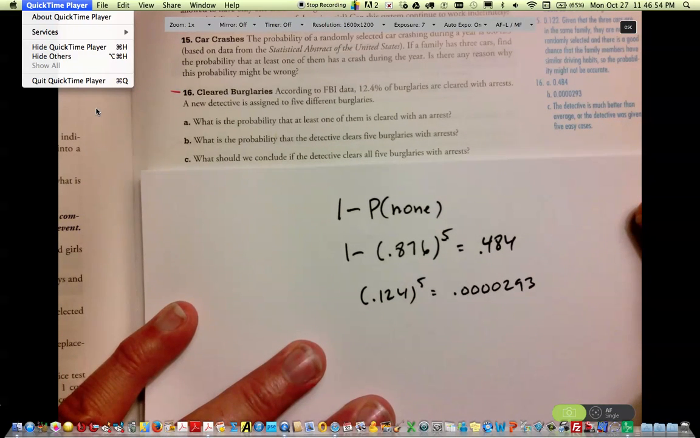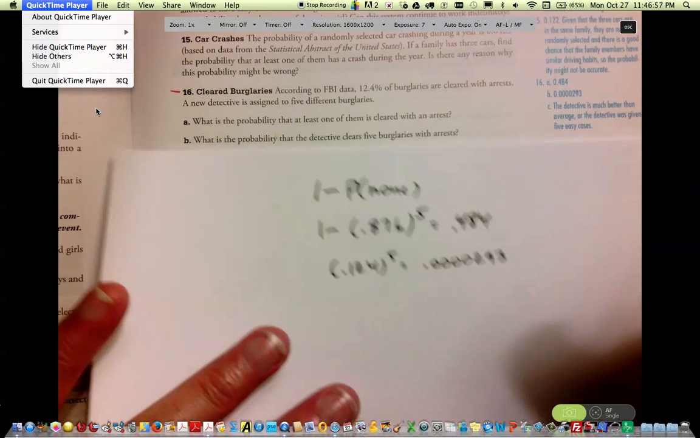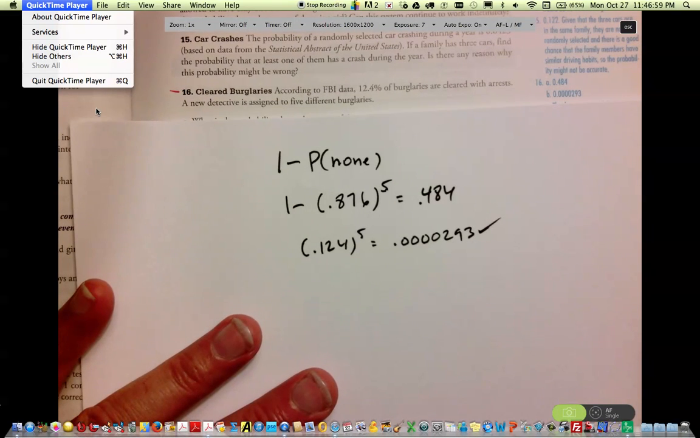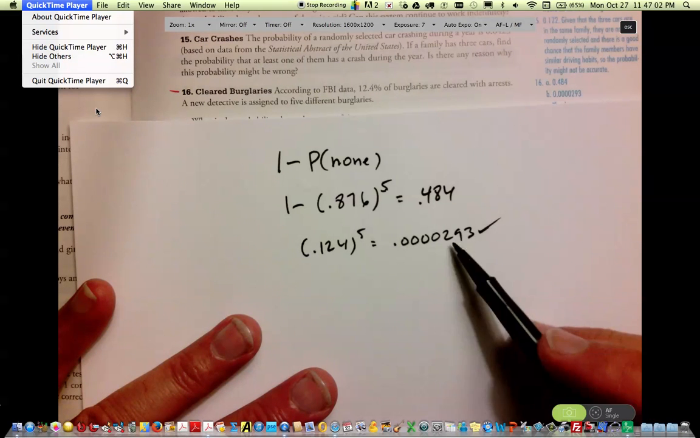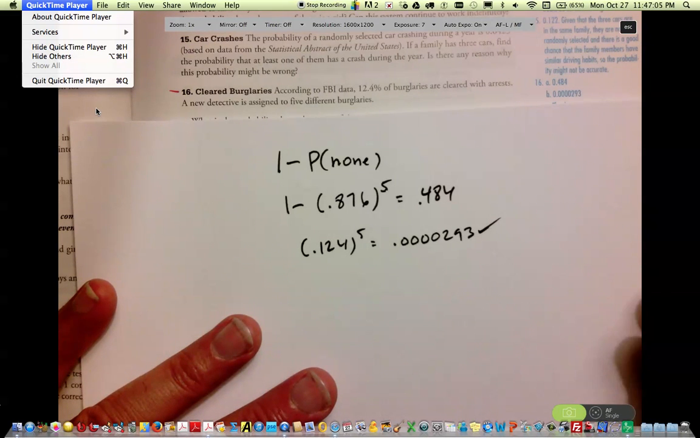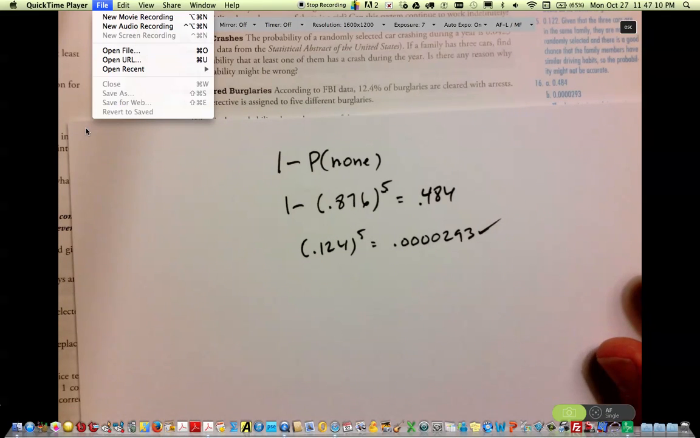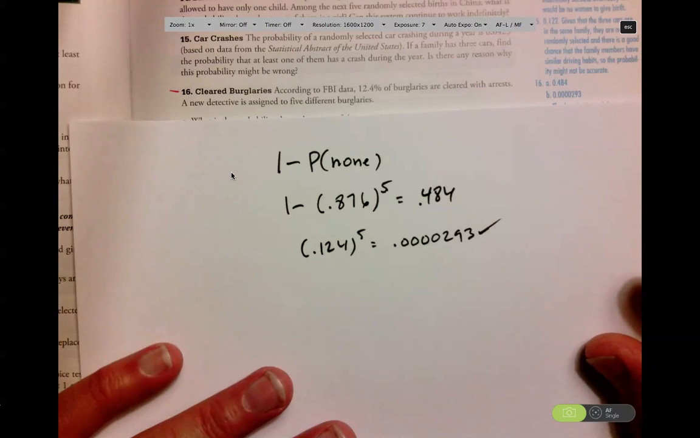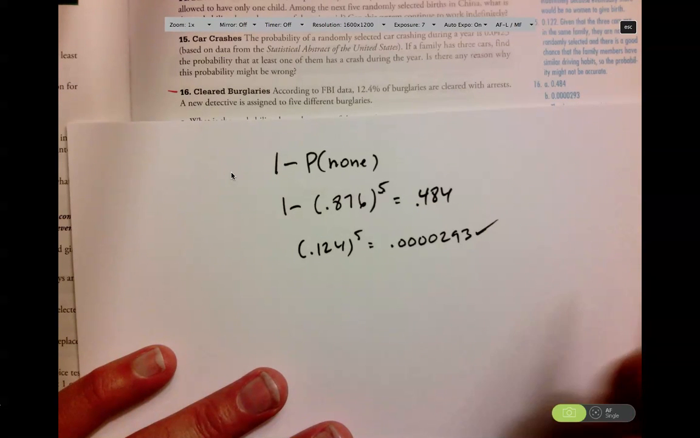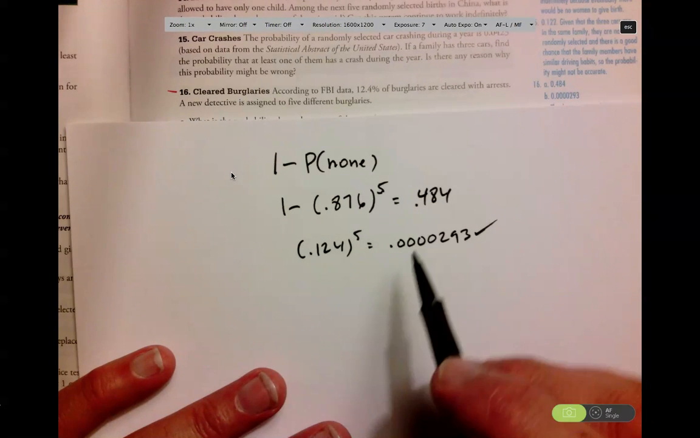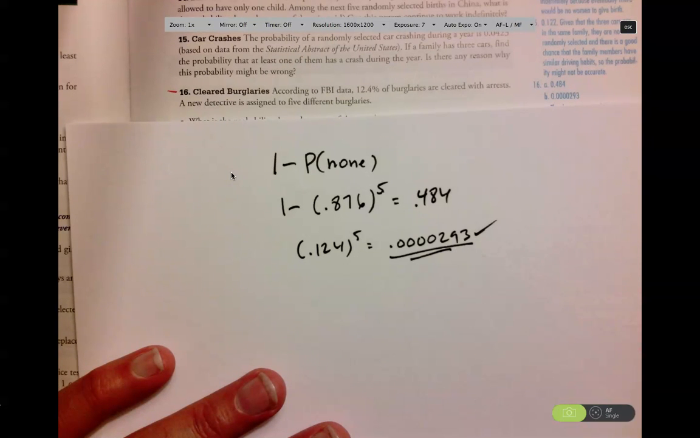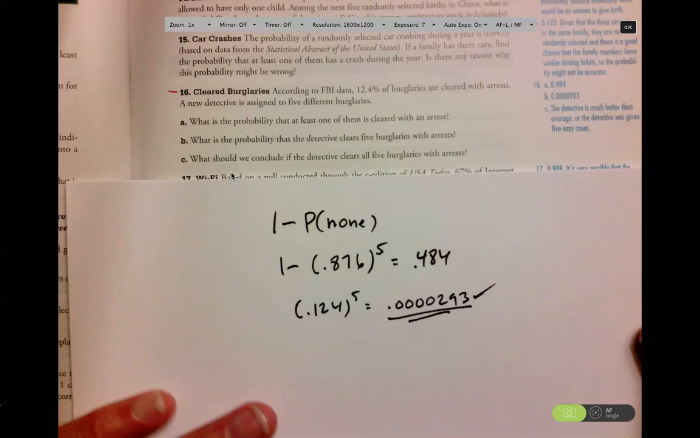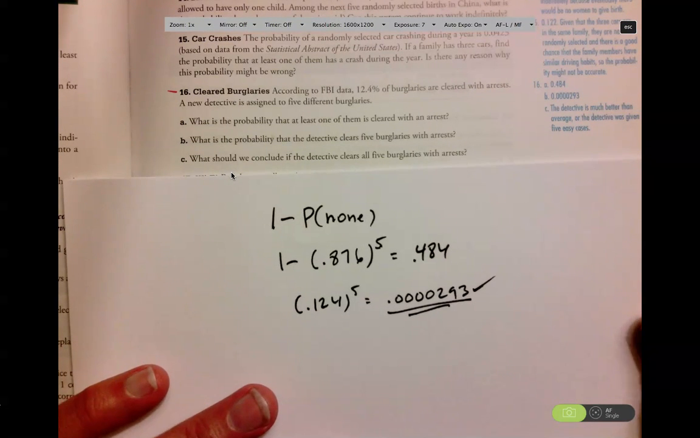What should we conclude if the detective clears all 5 burglaries? The likelihood of him clearing all 5 burglaries just by chance is going to be very, very small. So one of 2 things happens here. One is maybe this guy is just really, really good and knows how to clear these burglaries. The other is that maybe these were 5 cases that were pretty easy to solve. That probability is actually going to change from one to the next. But the idea here is that that probability is really, really small, and that's the way we should interpret it: he's probably a really, really good detective.